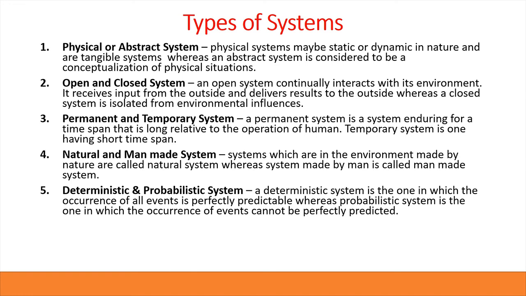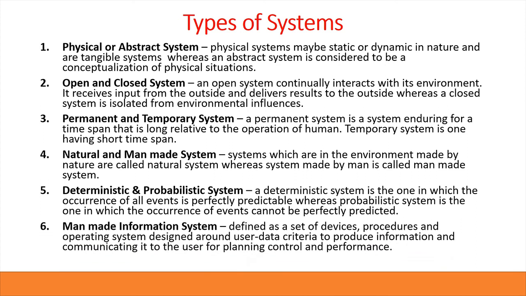Okay, and the last one is man-made information systems. These are systems created by human beings, which are used for the collection of data and information. Man-made information systems are always connected to a computer. That computer is connected to a different set of computers, and a network is created. Okay, we will look into this in the coming classes.